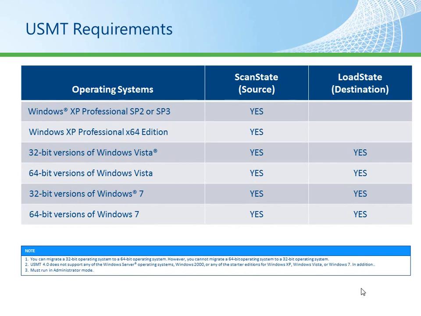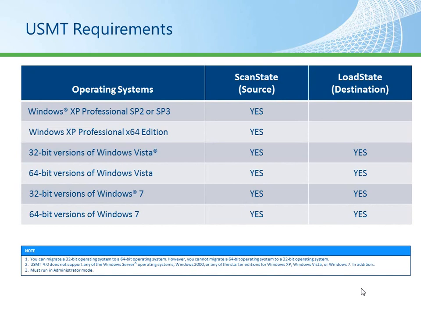But if you look at the load state or the destination computer, with the USMT 4.0, the only destination computers you can have are 32 and 64-bit versions of Vista and Windows 7. XP, SP2 or 3, and XP 64-bit edition cannot be a destination computer. A couple of other notes at the bottom of the slide. You can migrate a 32-bit operating system to a 64-bit operating system. However, you can't do it the other way around. So you can't do a scan and then load state from a 64-bit to a 32-bit operating system.